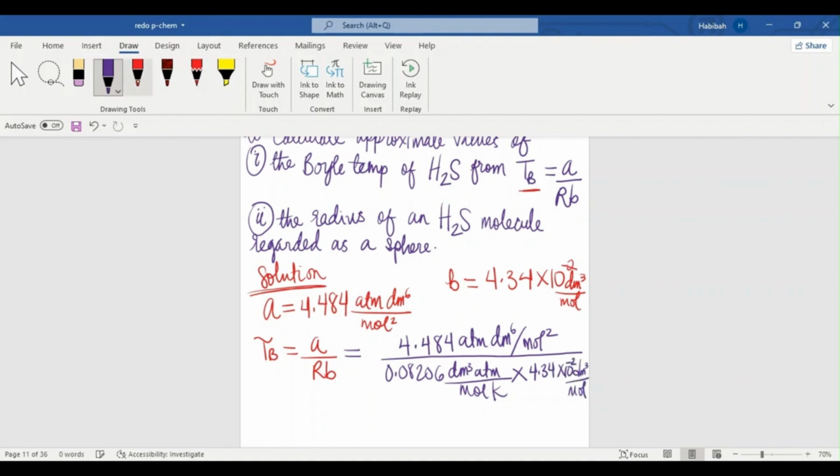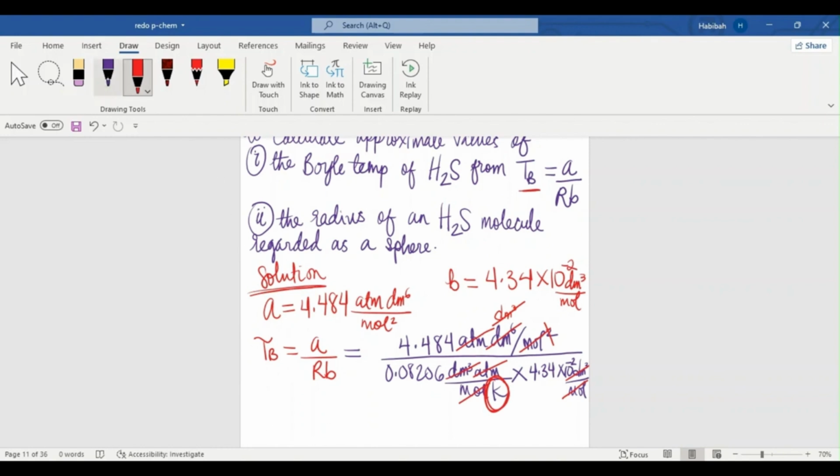So of course, we're going to cancel out the units. We cancel atmosphere, and cancel out one mole from the mole squared, then the second mole and the squared. Then we cancel out dm cube: dm6 leaves dm cube, and the other dm cube cancels that out. So what we have left is just Kelvin, which makes sense because we're solving for the Boyle's temperature. We have all of that information down.